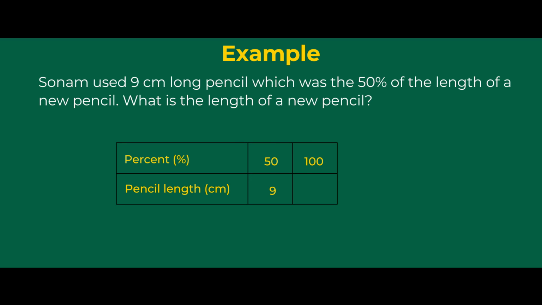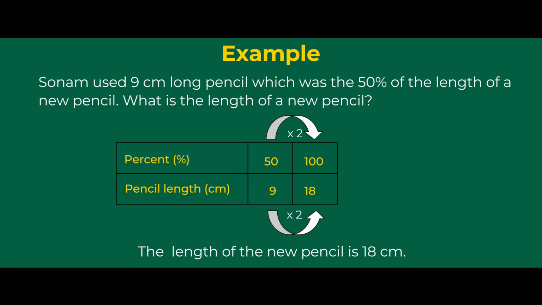Now, when we say the length of the new pencil, we have to find the 100%. So we already have 100. 50 times 2 is 100. Then you have to multiply 9 with 2, you get 18. 9 times 2 is 18. The length of the new pencil is 18 centimeters. Now we will look at another example.